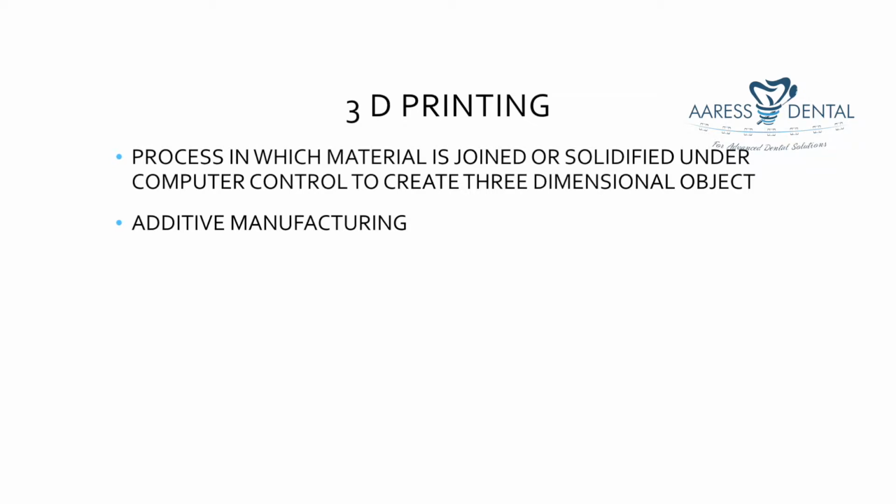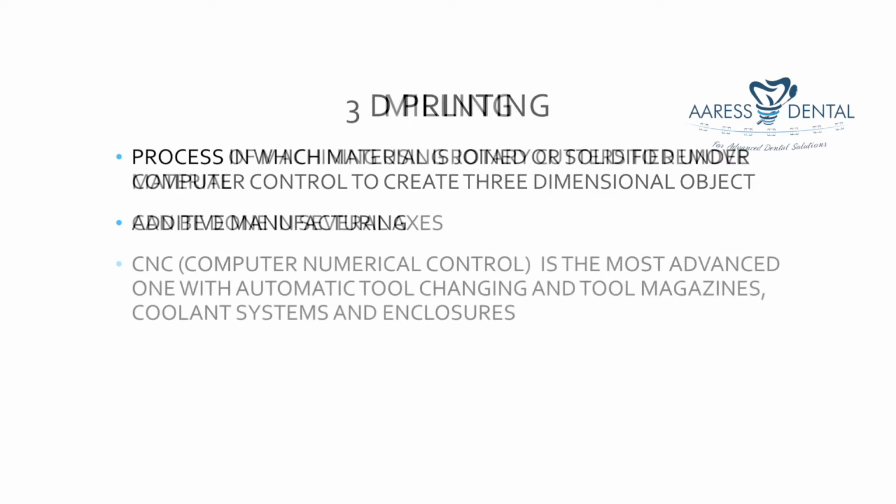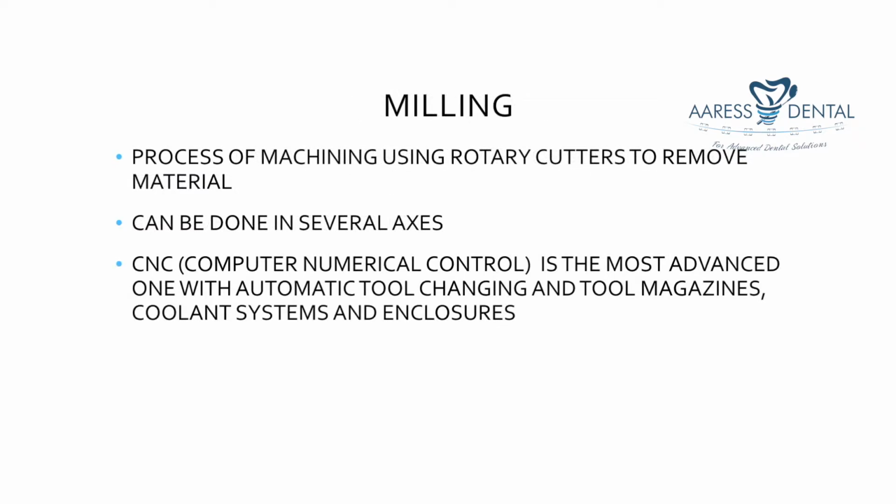3D printing is a process by which materials are joined or solidified under computer control to create a three-dimensional object. It is also called additive manufacturing. Milling is a process of machining using rotary cutters to remove material. It can be done in several axes. CNC, that is computer numerical control, is the most advanced one with automatic tool changing, tool magazines, coolant systems, and enclosures.